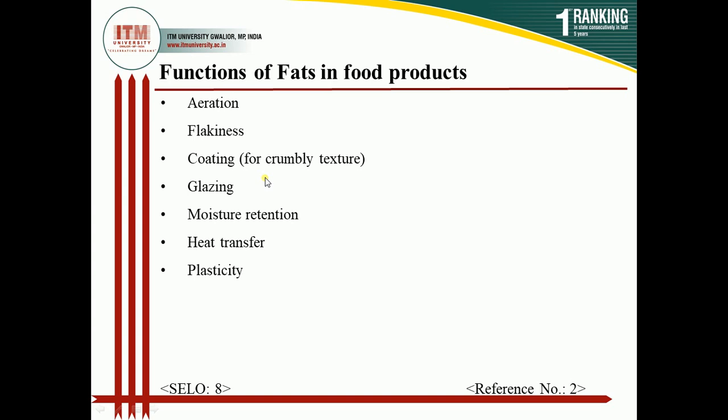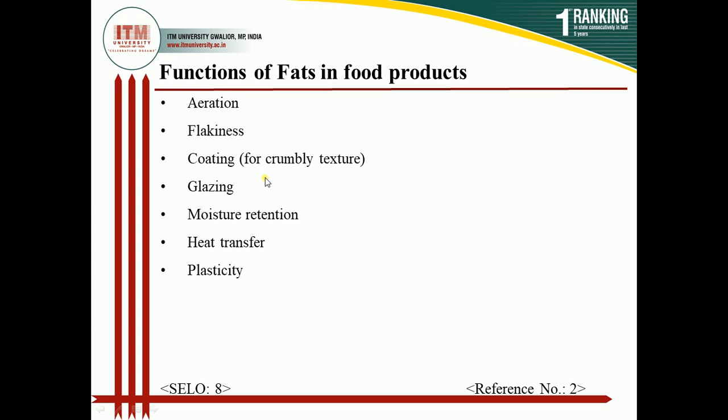Next is coating. I am talking about a crumbly structure, like pastry or biscuits, where the texture looks crumbly. This texture is achieved because of the fats, which shorten and coat the flour particles to prevent them from absorbing water.